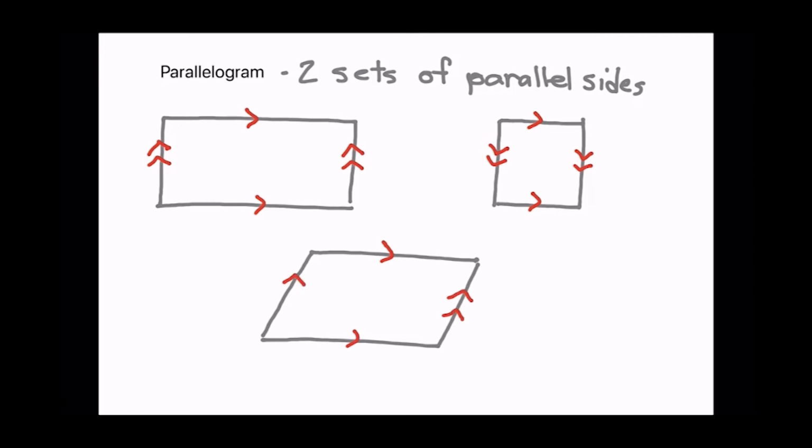And then these two across from each other are parallel. So these are all parallelograms because they have two sets of parallel lines. So remember the difference between a trapezoid having one and a parallelogram having two. All right, so let's jump into another quadrilateral, and that is a rectangle.